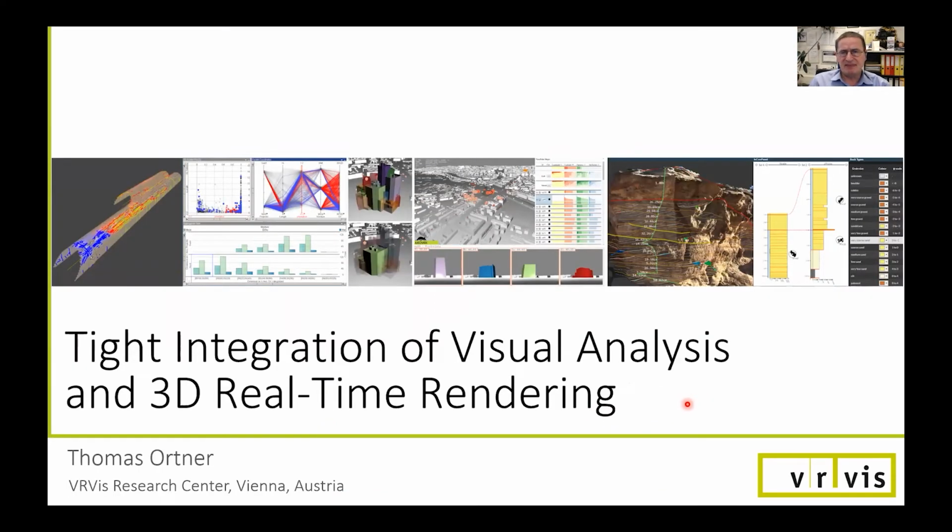And in the following, I will explain 2 or 3 use cases that basically make up the PhD thesis of Thomas Ortner, who has finished this thesis just recently at the VRVis Research Center that was going on for a couple of years. And it's about the tight integration of visual analysis and 3D real-time rendering. Or in a different wording, you have abstract data, and then you have spatial data, and the spatial data should be available in a real-time setting. And how can you combine those?